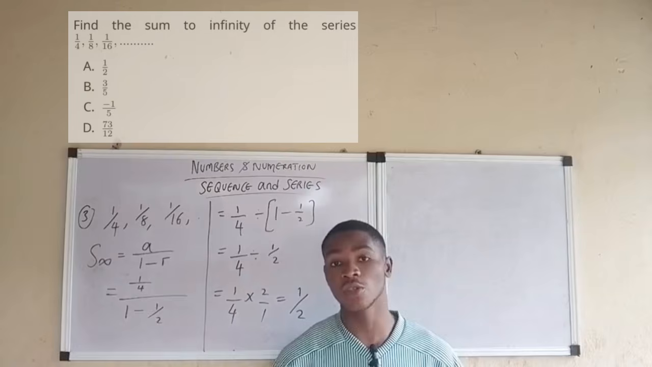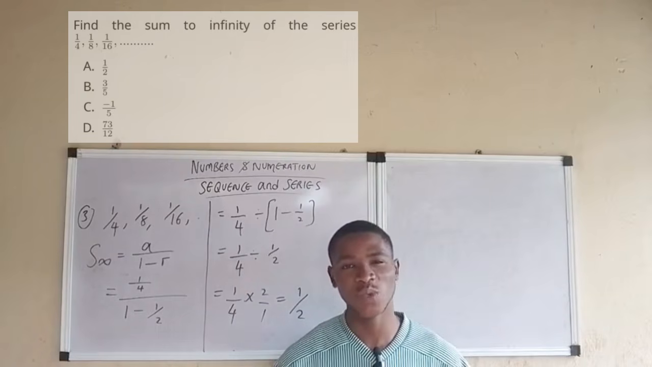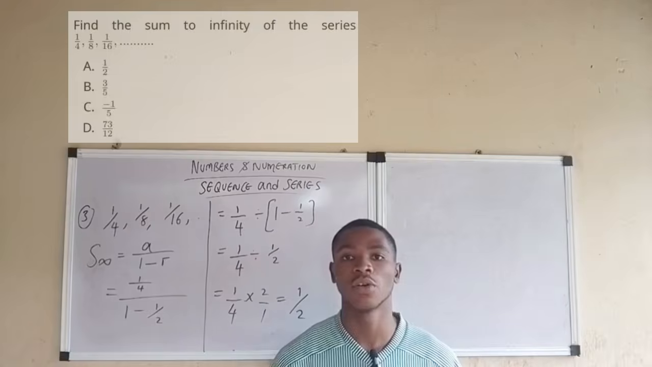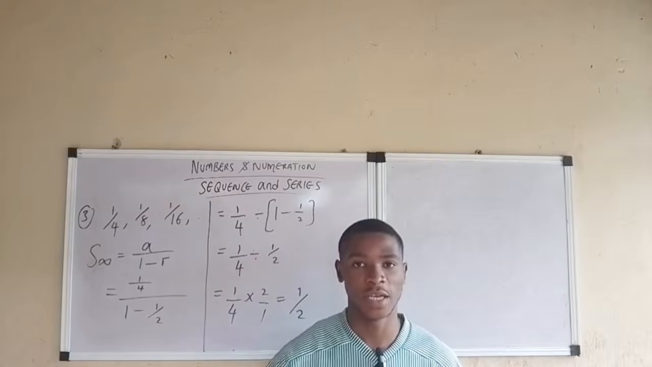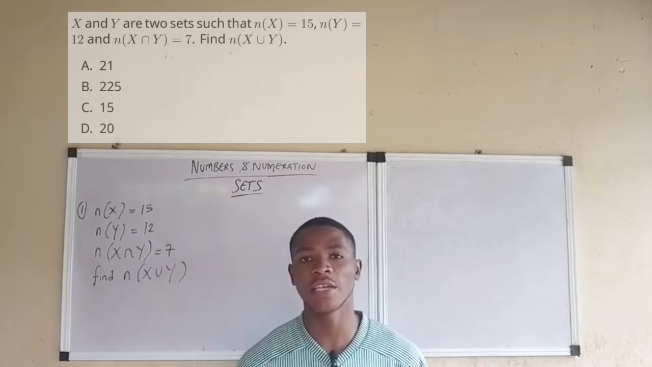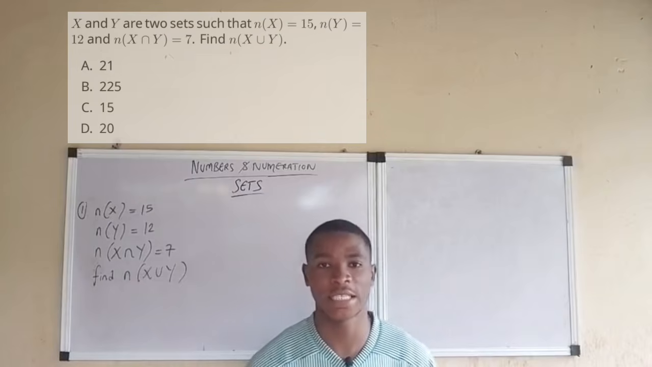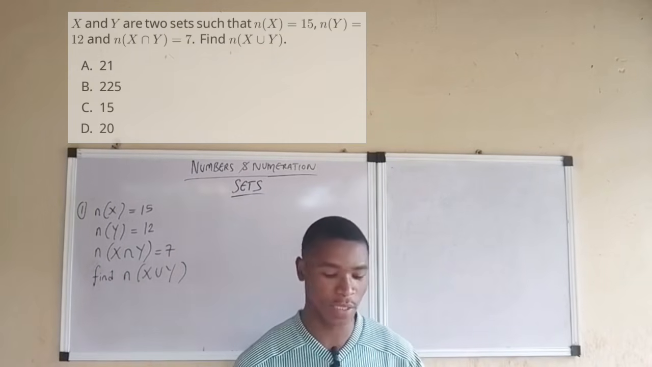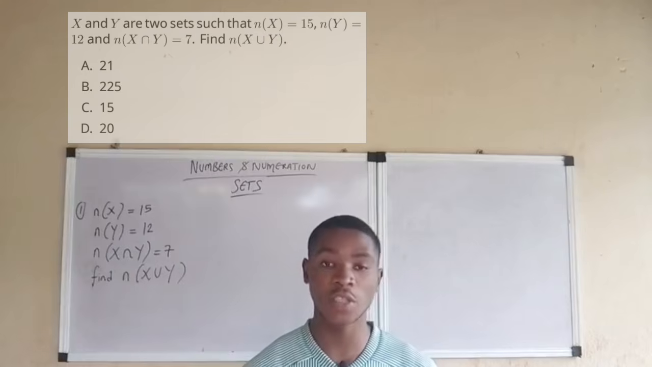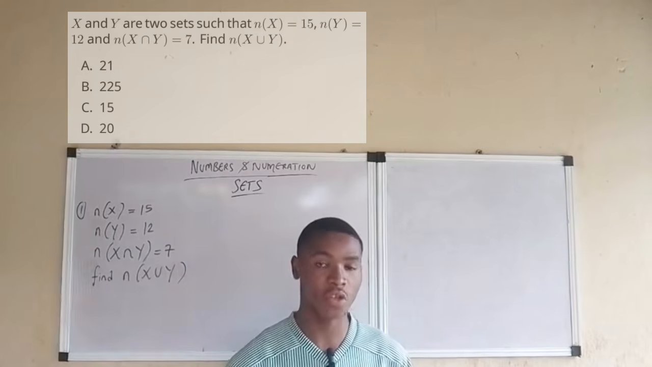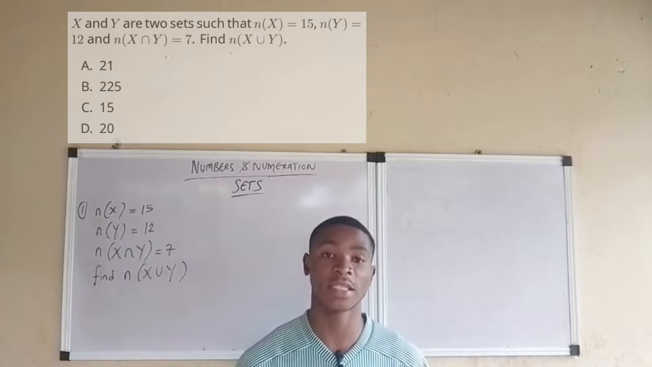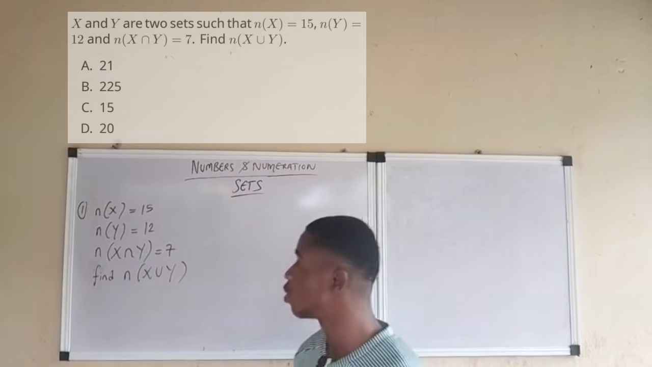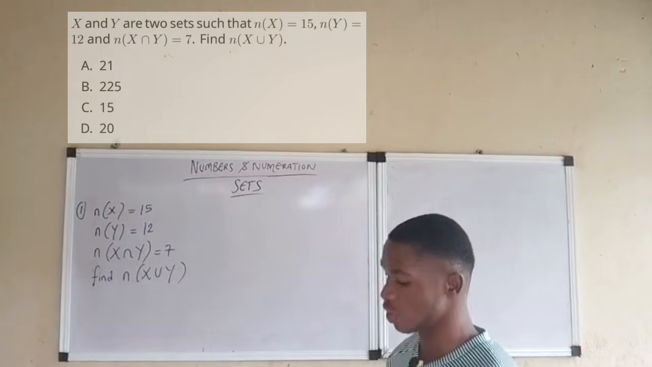So now we're moving on to the next topic, which is sets. All right, you always find questions on sets. So real quick, let's get into it. Now we're dealing with the first question on sets. And this question reads that X and Y are two sets such that the cardinality of X is 15, the cardinality of Y is 12, and the cardinality of X intersection Y is 7. We're asked to find the cardinality of the union of X and Y.